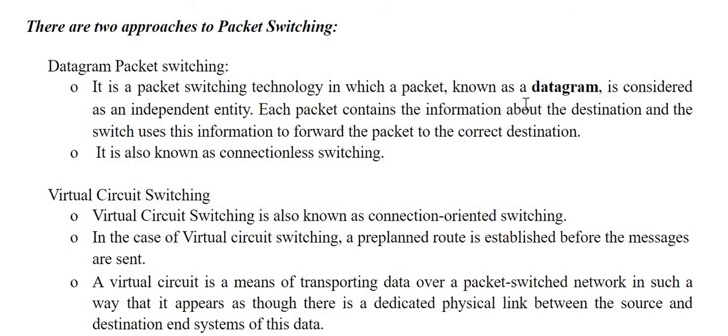Each packet contains the information about the destination, and the switches use this information to forward the packet to the correct destination. So it is connectionless switching. What is connectionless? There is no predefined path for it. There is no fixed path. It can travel through any path.